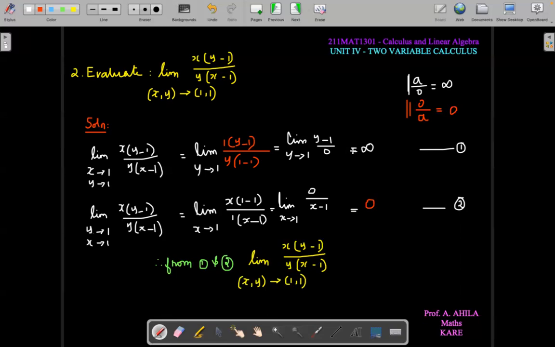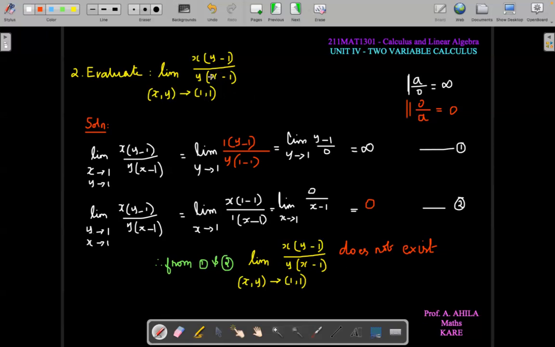So what happens? By equations 1 and 2, both the limits are different. So we can say the limit as (x, y) tends to (1, 1) of (x·y − 1)/(y·x − 1) does not exist because the limits are not equal. So we understand that it is not necessary for every function to have a limit. If the limits along two paths are varying, the limit does not exist for that function.